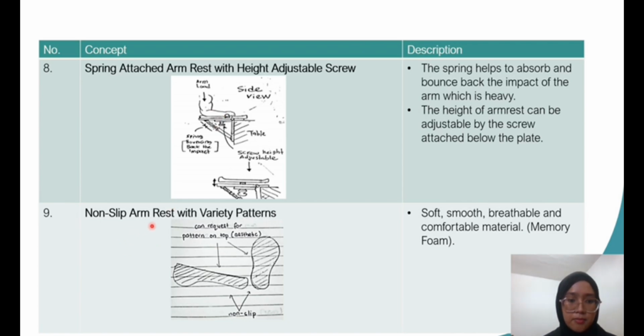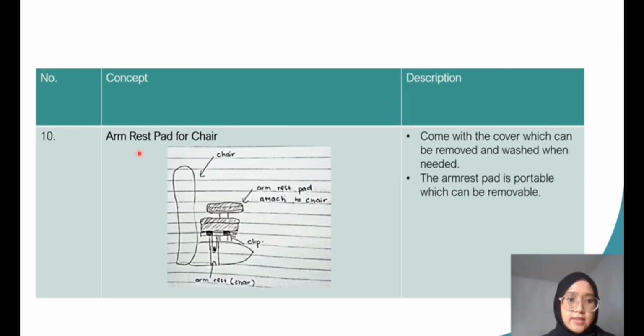Next is a non-slip armrest with variety pattern, which promotes soft, smooth, breathable, comfortable material. And lastly is armrest pad for chair. This is attached on the chair and comes with a cover that can be removed and washed when needed.